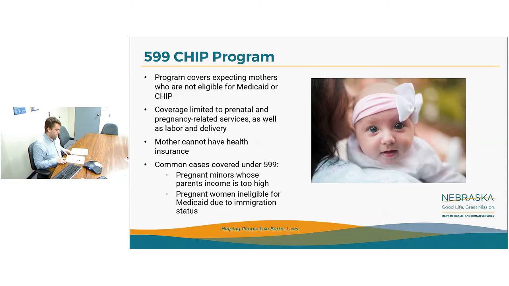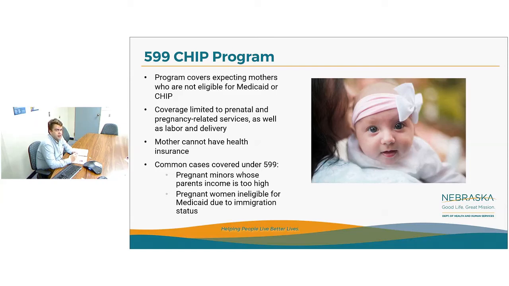Another program that we have is the 599 CHIP program. It's a program that's kind of similar to the pregnant women Medicaid eligibility category. It's for expecting mothers who are otherwise not eligible for Medicaid. The coverage is limited to only prenatal and pregnancy-related services, unlike the pregnant women category I talked about on the previous slide, that would be the full range of services offered to Medicaid clients, whereas the 599 CHIP program is really just related to pregnancy-related services.